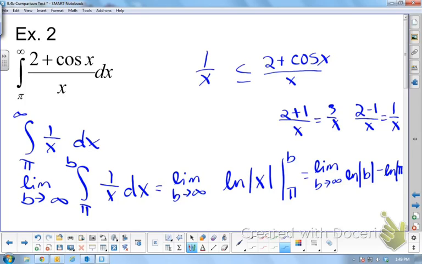Sorry, mine got squished. That's minus natural log of pi, absolute value. Okay, so now we consider what's going to happen when we plug in infinity. Natural log, it's going to be... What's natural log as we go to infinity?